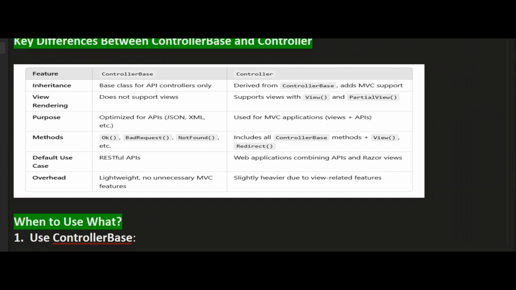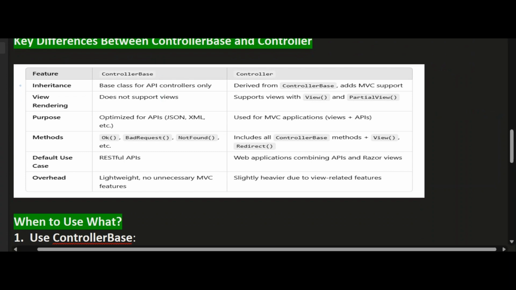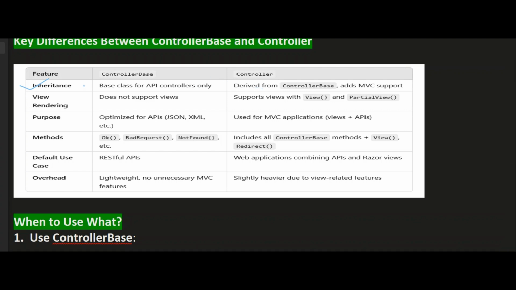Inheritance. ControllerBase: designed specifically for API controllers. It's the base class for building APIs. Controller: extends ControllerBase and includes additional features for rendering views. View rendering: ControllerBase cannot return or render HTML views. It's purely for data like JSON or XML. Controller supports rendering views using methods like View and PartialView.